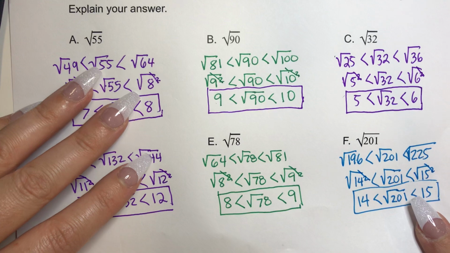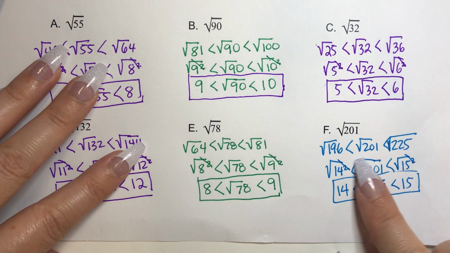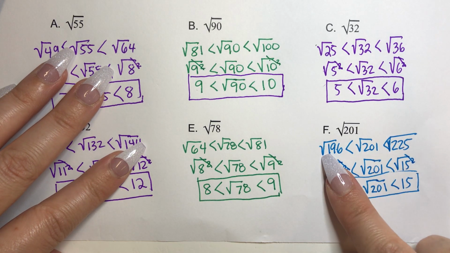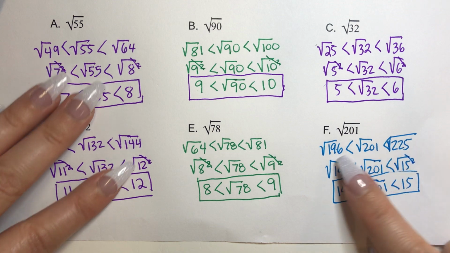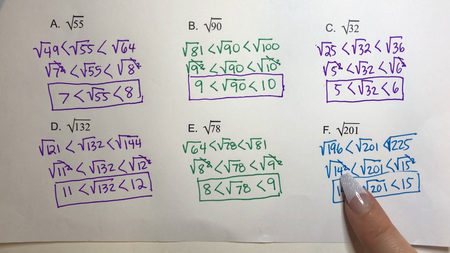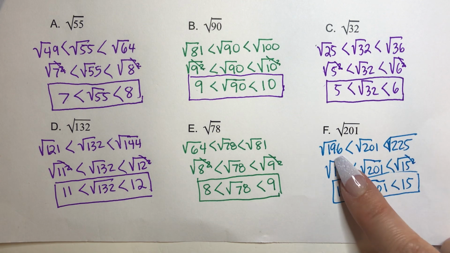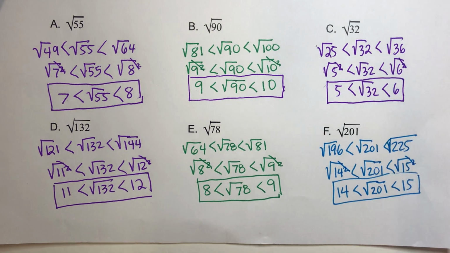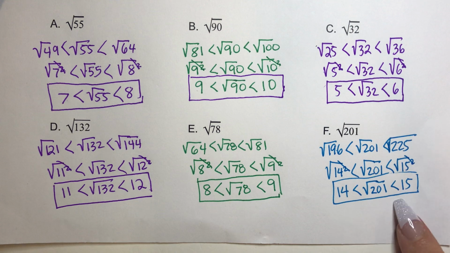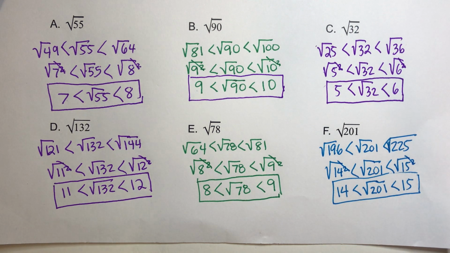Oh, could you see that? Oh, no. Were you able to see that? The square root of 201 is between 196 and 225, right? 196 is the same thing as the square root of 14 squared. 225 is the same thing as the square root of 15 squared. Fruit Ninja, they cancel each other out, and it falls between these two numbers. So I'm sorry if you couldn't see that.